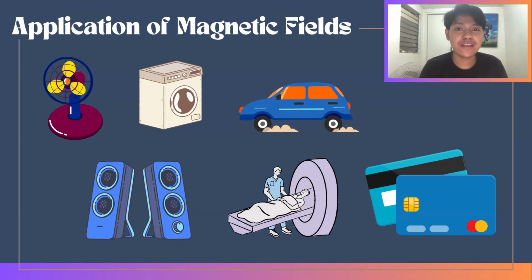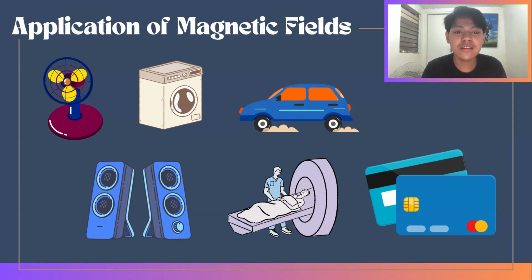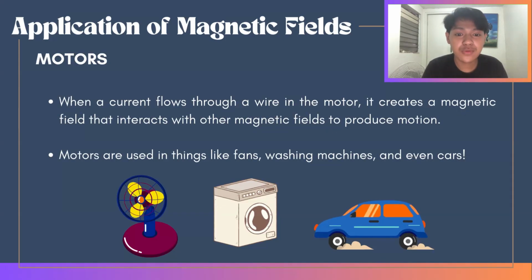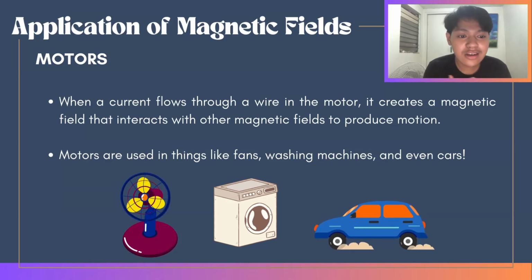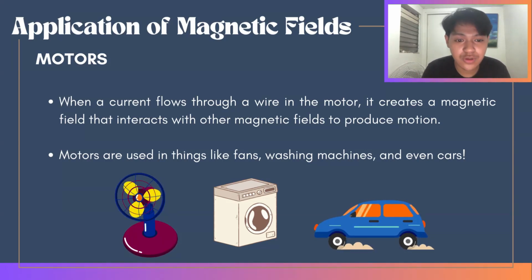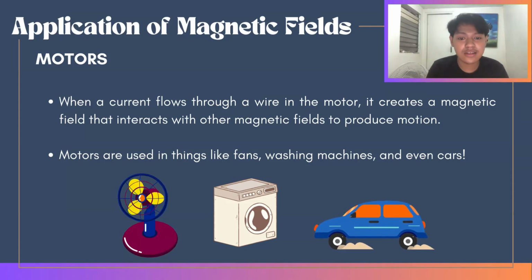So, applications of magnetic fields. Where do we use these magnetic fields? Magnetic fields are really important in our everyday lives and are used in many different things. Which of the following is an application of magnetic fields? The first one is motors. Motors use magnetic fields to convert electrical energy into mechanical energy. When a current flows through a wire in the motor, it creates a magnetic field that interacts with other magnetic fields to produce motion. Motors are used in fans, washing machines, and even cars.